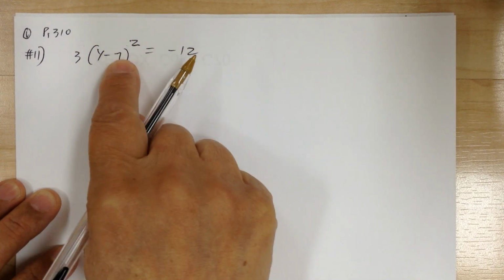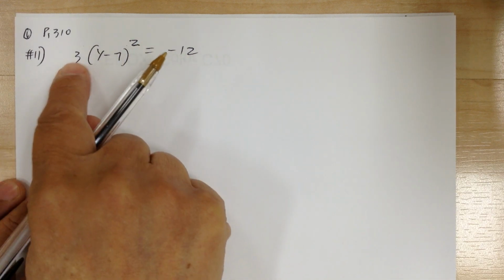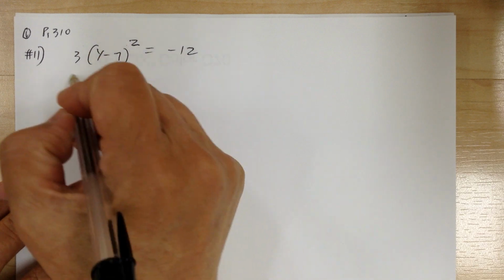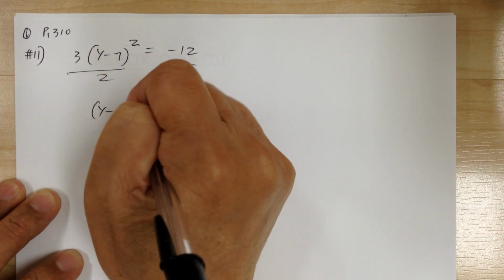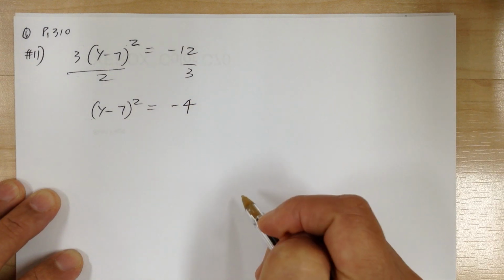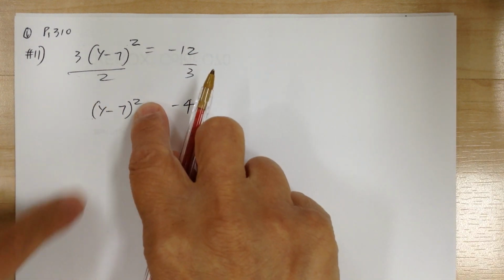So notice this is already a perfect square, so you want to keep your perfect square. So you need to get rid of the 3 because this is not a perfect square, so divide by 3 on both sides. So you got (y minus 7) squared equal to negative 4. Now it's a perfect square, so undo the perfect square.